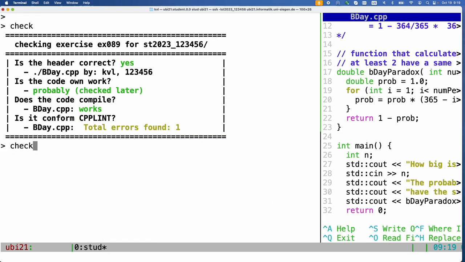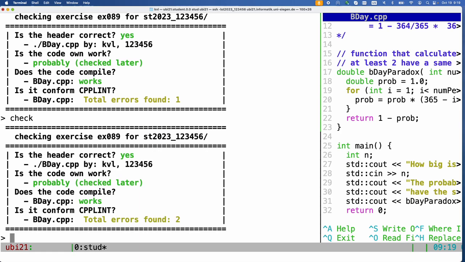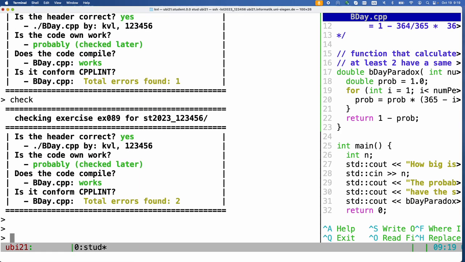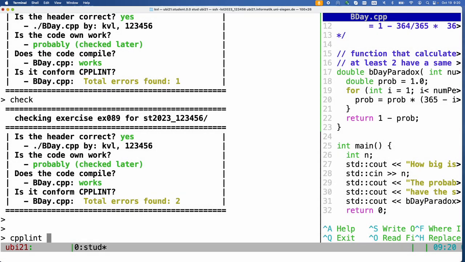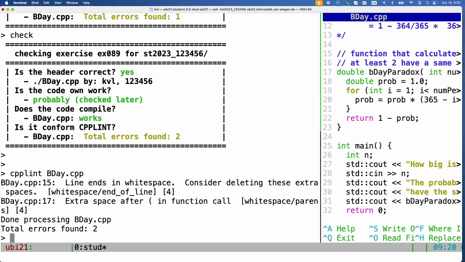Let's see. Ah, no, I made even more errors. What is going on there? You can do this later, you will see this. cpplint is the command, and then you just supply your bday.cpp file. And now you can see why.